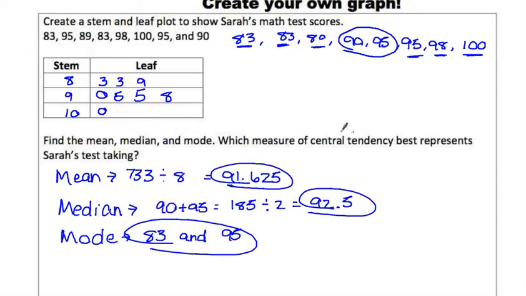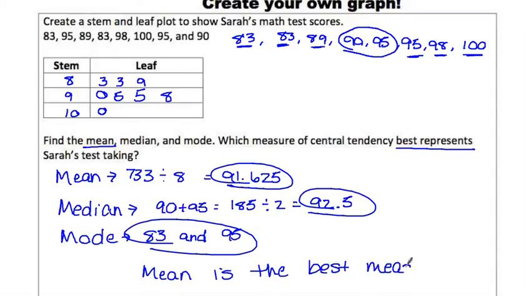Now, the last question is, which measure of central tendency best represents the test taking? Well, my favorite measure to use is the one that I say first, which is the mean. And I can use the mean as long as there is not an outlier. But if there's an outlier, I can't use the mean and I have to use the median. In this case, I do not have an outlier, so I can use the mean. So the mean is the best measure. And there's the answer for that one.